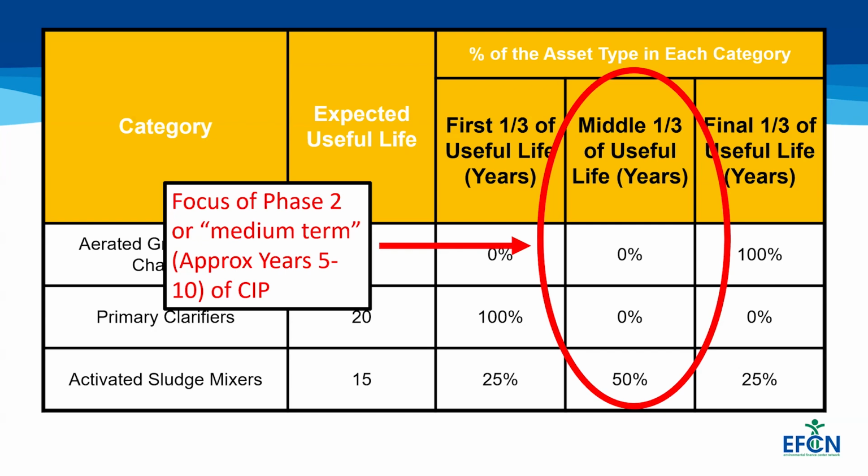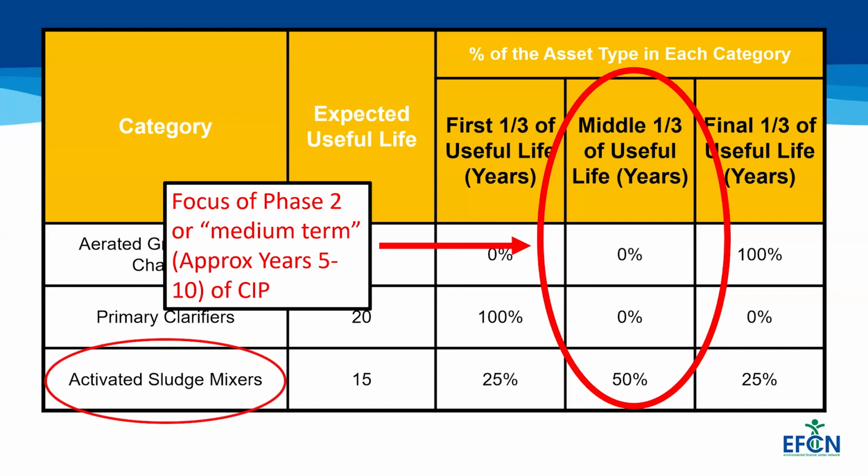Phase 2 spans the next 5 to 10 years and includes assets in the middle third of their useful life, or for CIPs that cover a longer scope, this phase may span up to 15 to 30 years. For this phase, we would consider the assets in the middle third of their useful life, which includes the mixers as potential projects to target.